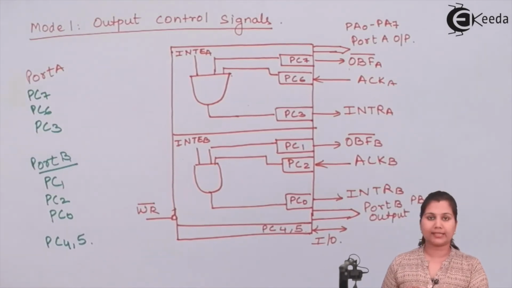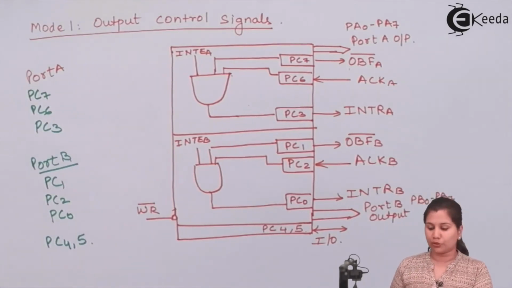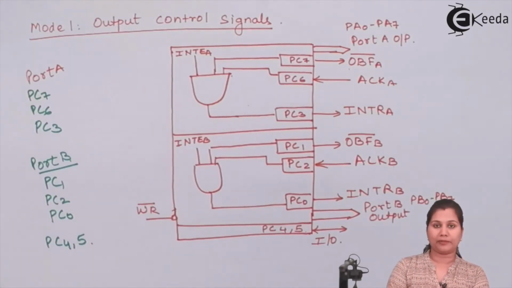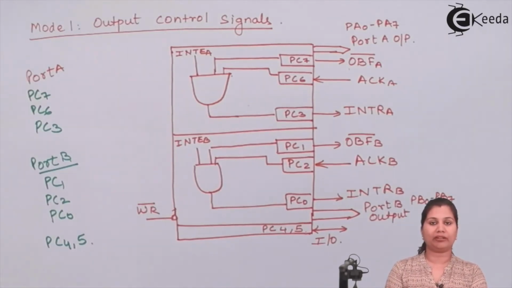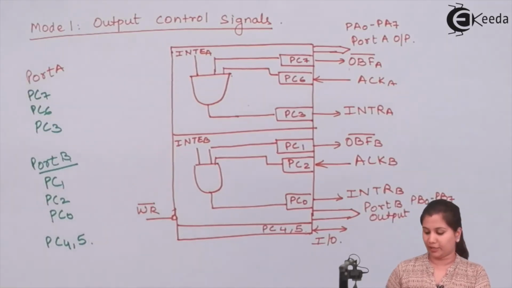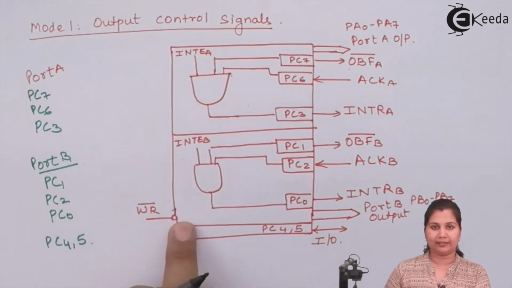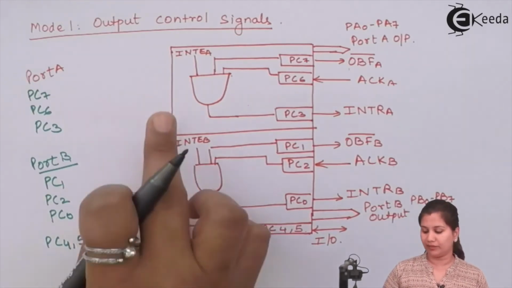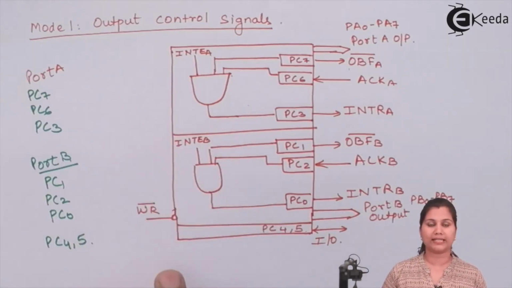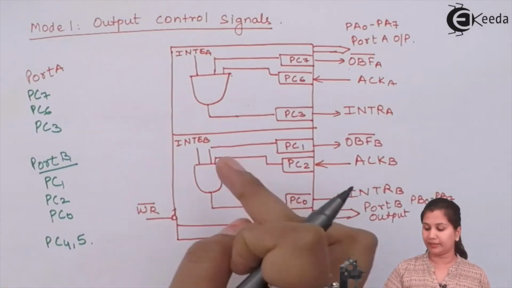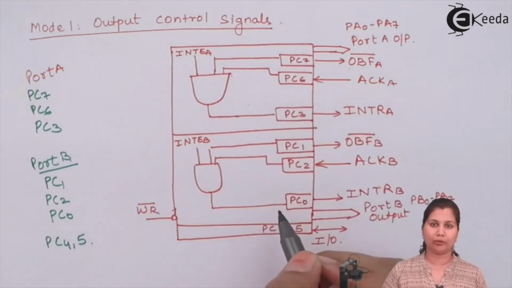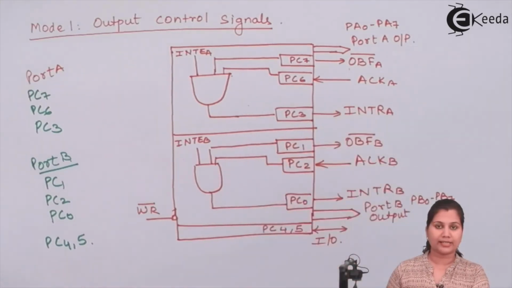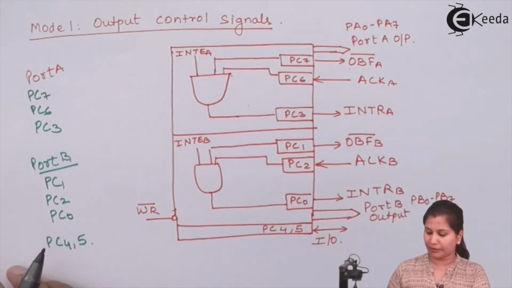Now because this is an output operation, the data byte provided by the microprocessor will be written into the peripheral device. So here we have the write signal. In the input operation we had the read signal; here we have the write signal, because the data byte has to be written into port A and port B. Now let us see the handshake signals for this output operation.